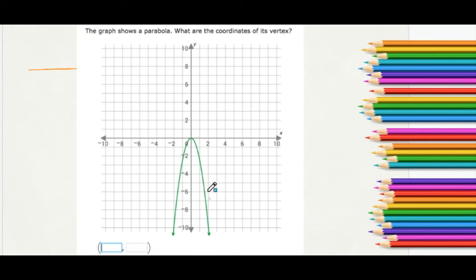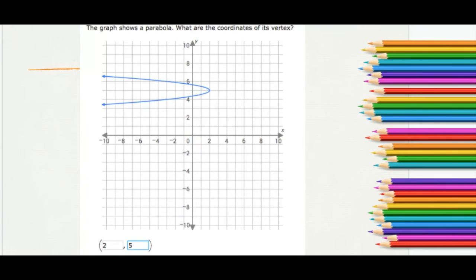All right, let's try a problem. So here, where does the graph change direction? Well, right there at 0, 0, or the origin. So all we need to do is write in the vertex for the x value and the y value. X value is 0, y value is 0: 0, 0.